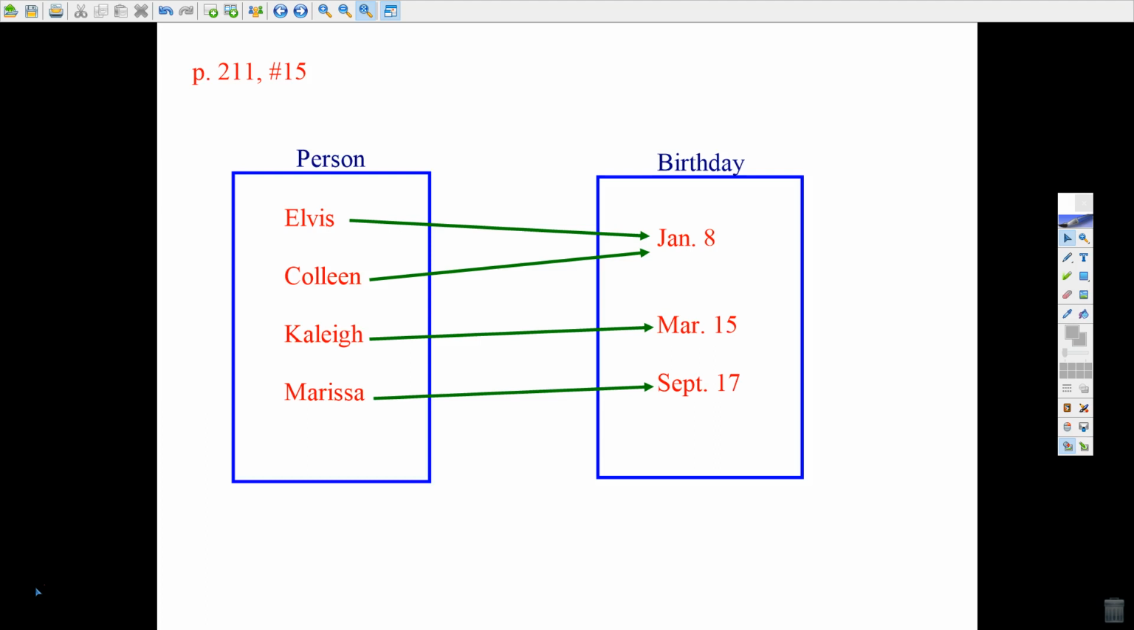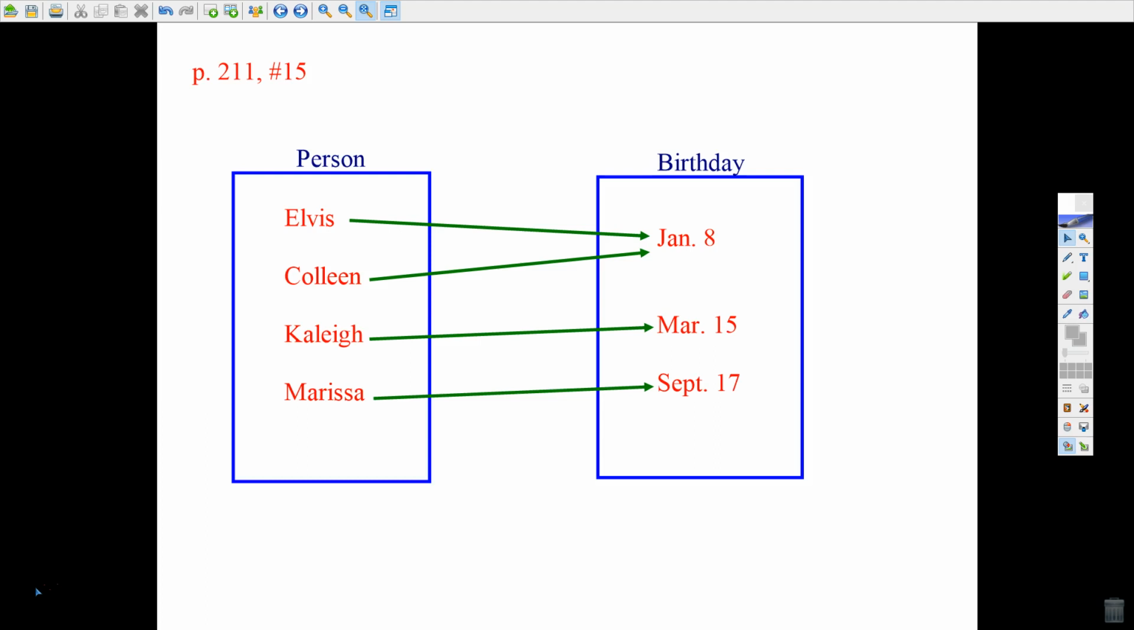The directions for that block of problems there are for us to determine whether each relation represents a function. Well, a relation is a set of ordered pairs, but not every relation is a function. We need to remind ourselves what makes a relation a function. And if it is a function, we need to state the domain and range. Okay?